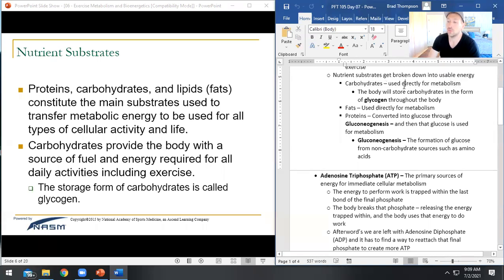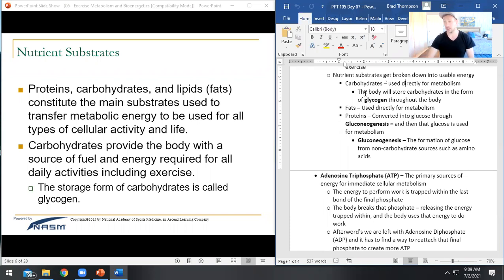They're used directly for metabolism, right? So your body loves carbohydrates as an energy source because glucose can be broken down into energy very, very quickly. There's really no waiting around for glucose metabolism to take place, so it's your body's preferred source. Your nervous system, for instance, is pretty much on an exclusive glucose diet for the most part.